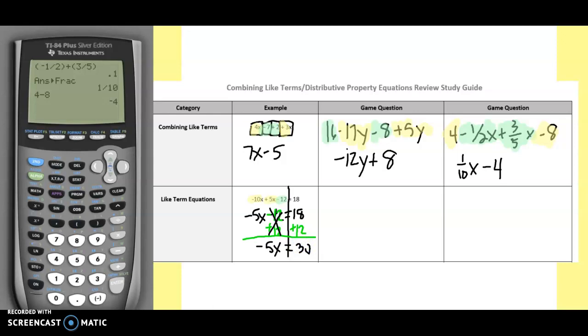Solving from there, again, this is a negative 5 being multiplied with x, so we're going to go ahead and divide to get rid of it. Opposites cancel. We get x equals negative 6.